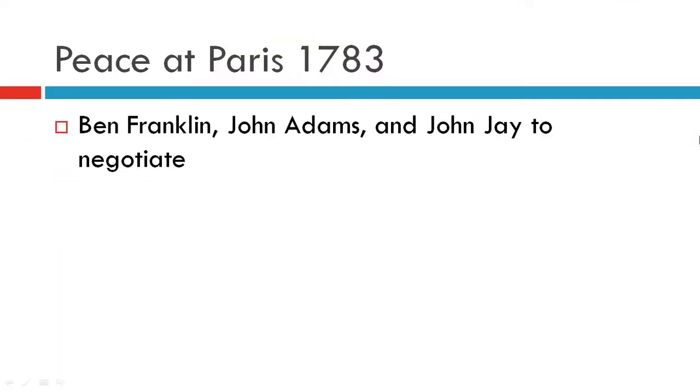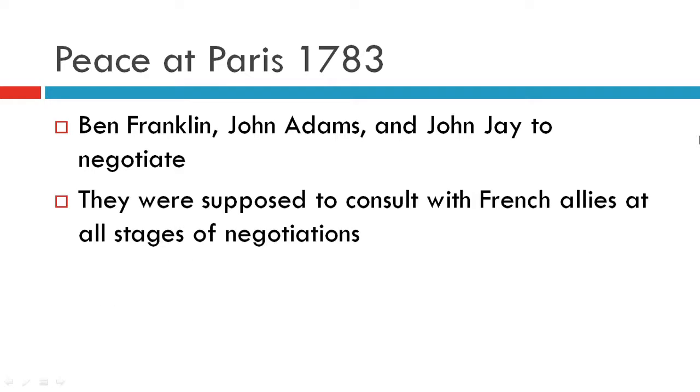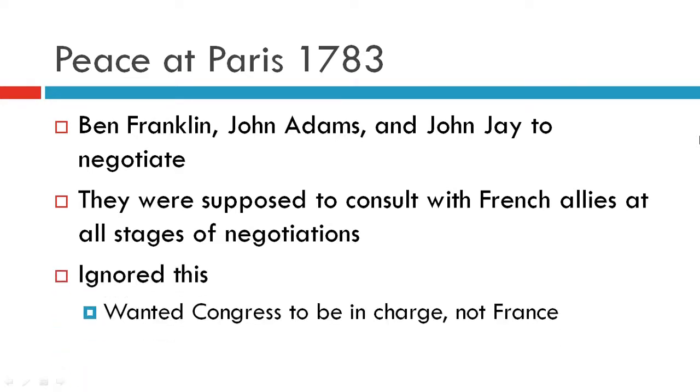A new Treaty of Paris in 1783 will be signed. This time, Ben Franklin will go alongside John Adams of New England and John Jay of New York to negotiate this. These men were supposed to consult their French allies at all stages of the negotiation. They did not do this, however. They wanted Congress to be in charge. They didn't want this treaty to be dictated by France. I think that's a good move by the United States moving forward.